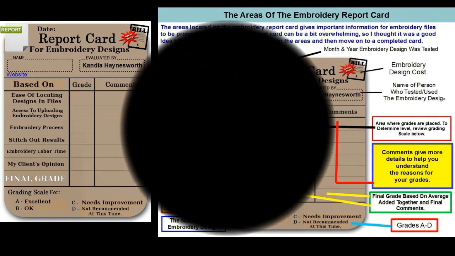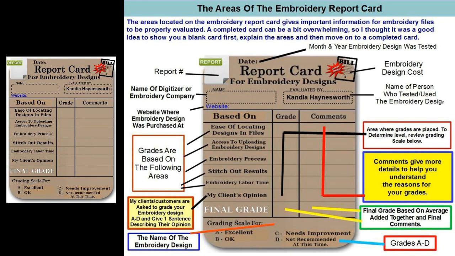So here's what I'm looking for. If you look in the column that says "based on," this is what the grades are based on, these following areas. I am looking for the ease of locating the designs in the files. Sometimes the designs are not organized and they are all over the place, and that could be very time consuming. Then I am looking for the access to uploading the embroidery designs. Some companies allow you unlimited access, whereas some companies allow you only limited access. And so I'm looking for that.